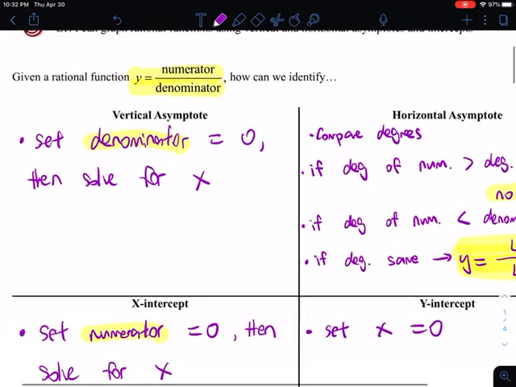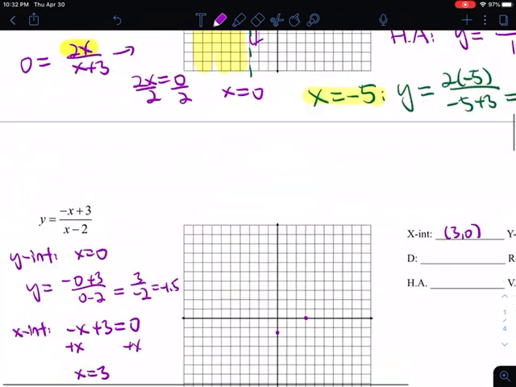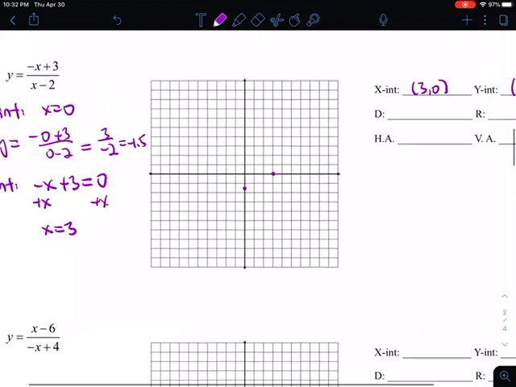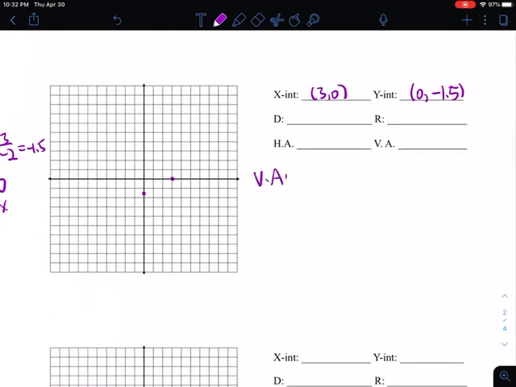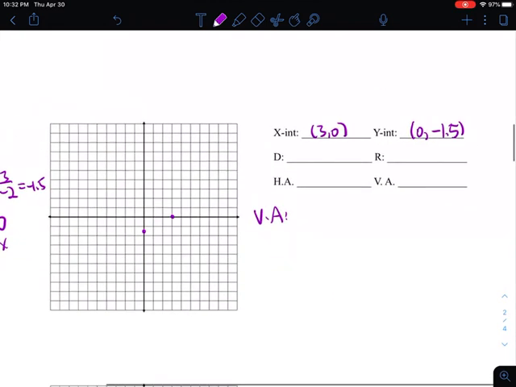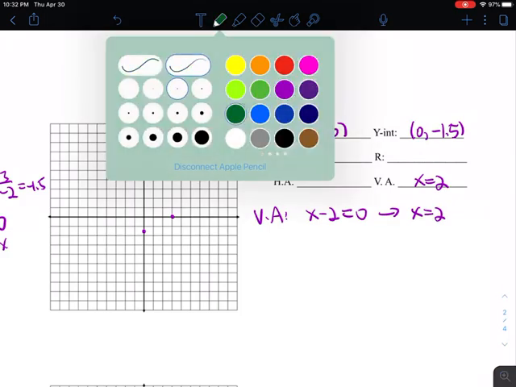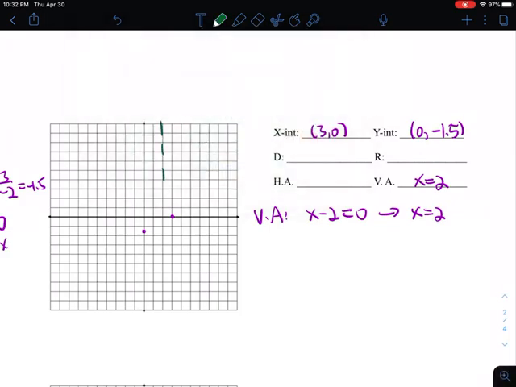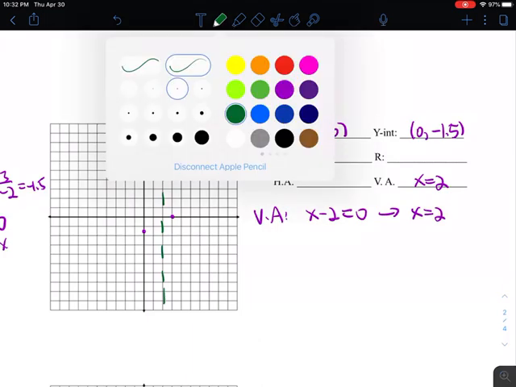All right, asymptotes now. Let's start with vertical. That's set denominator equal to 0, then solve for x. So denominator, let's go over here, vertical asymptote. Denominator is x minus 2. Set x minus 2 equals 0. I get x equals 2. X equals 2. Let's graph that as well. Again, using a different color, preferably.